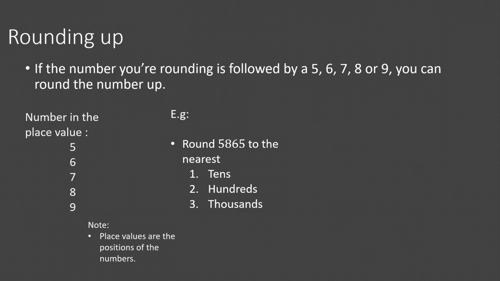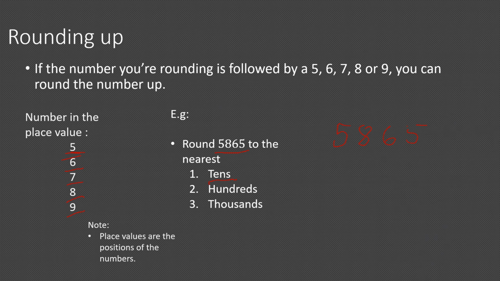So how do we know when to round up? We round up when the number is followed by a 5, 6, 7, 8, or 9. Again, if the number has a 5, 6, 7, 8, or 9, we can round up. An example here is 5,865. We're to round 5,865 to the nearest tens, which is the first one. So let us first write 5,865 out.